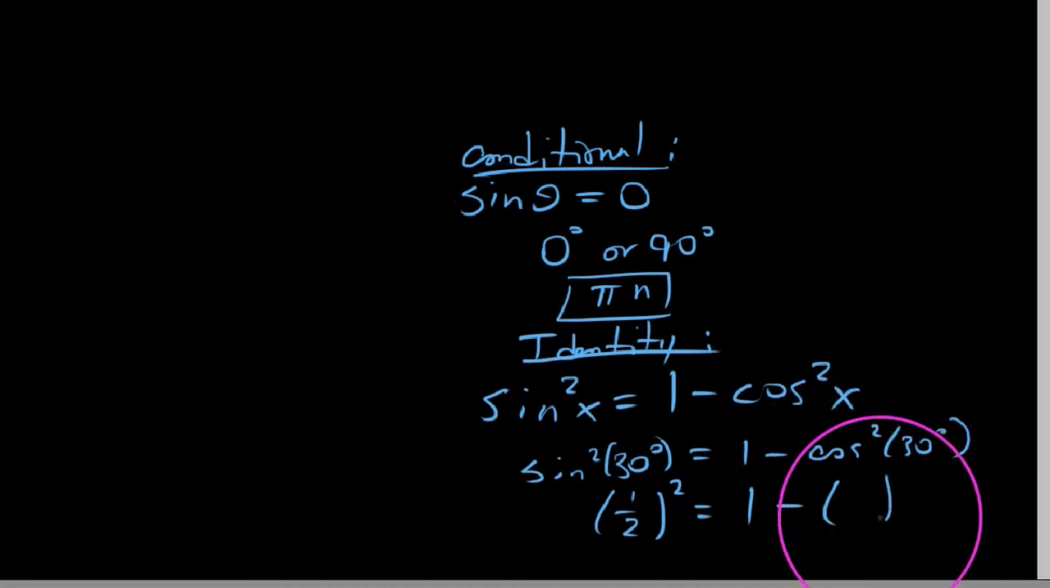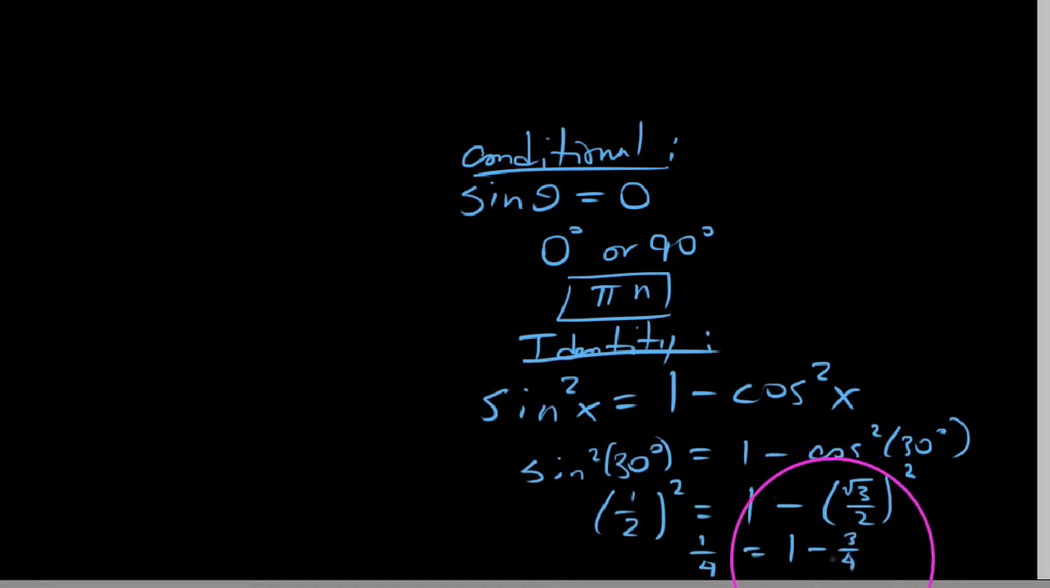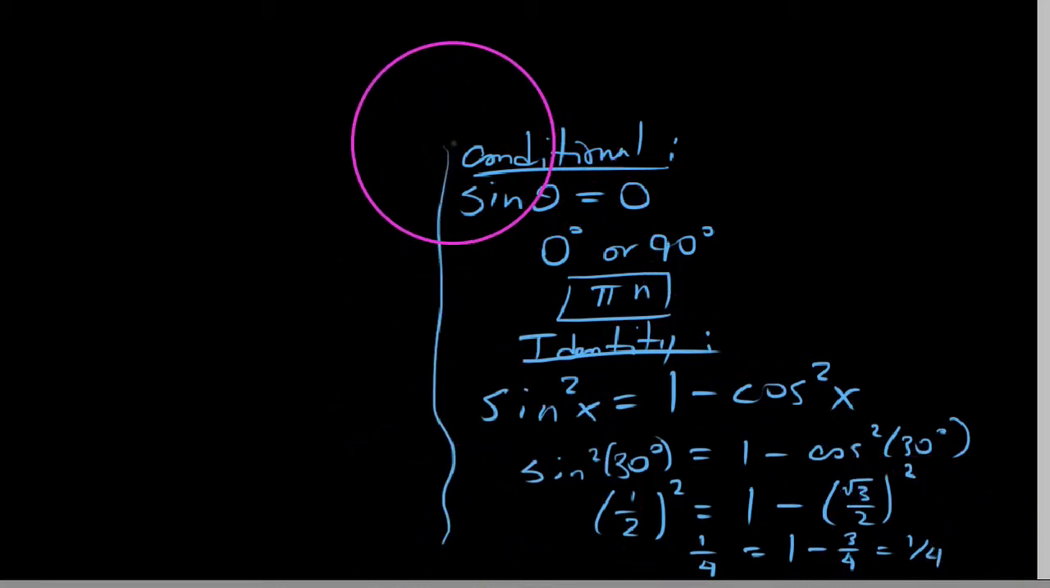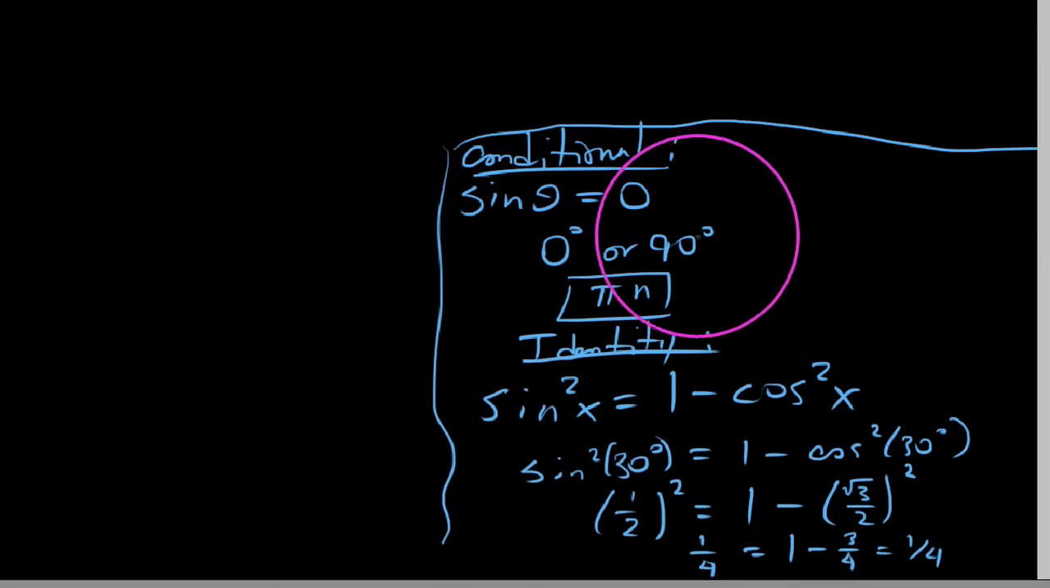That'd be cosine of 30 squared, which is radical 3 over 2 squared. But if you look at this, you end up with a fourth on the left here, and on the right you get 1 minus, if you square the top and the bottom of this, 3/4. And so here's the deal. You get 1 minus 3/4 is a fourth. So you get a fourth equals a fourth. But the point here is this. When you talk about identities, we're talking about statements where the left and right sides are true no matter what you plug in for them.